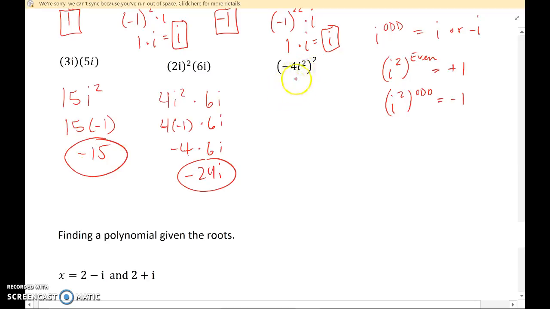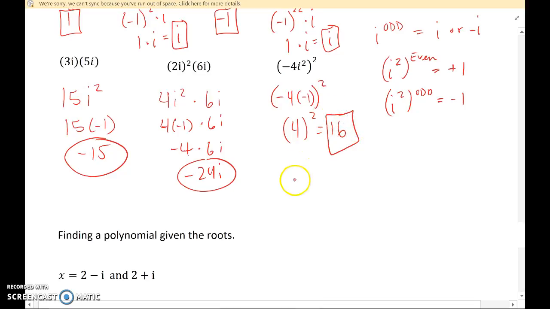On this next problem, we have an i squared inside the parentheses. And again, I would probably go ahead and simplify that. And so that gives us -4 times -1 inside our parentheses, which gives us 4 squared, which gives us 16. And so that would be our final answer.